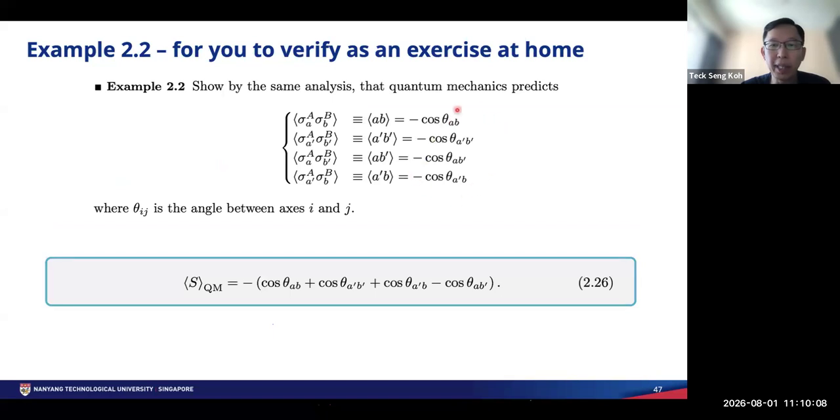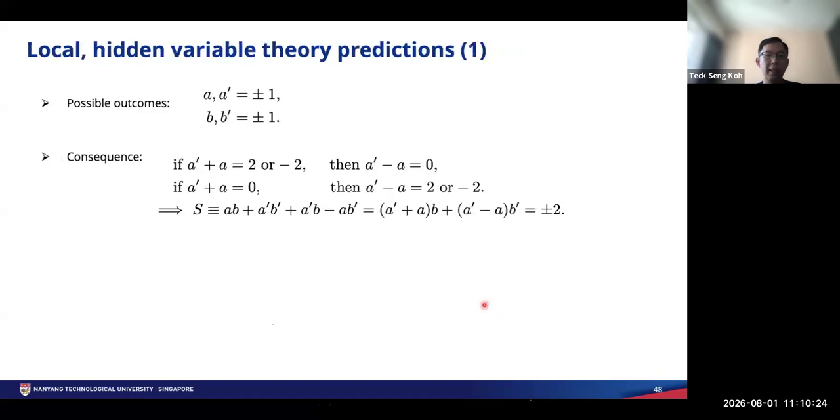So it's all negative cosine of the angle between the two axes of choice, okay? So this is the prediction from quantum mechanics, and therefore this quantity that we can calculate as a theoretical prediction is given by this. Okay, but what about local hidden variable theory predictions?